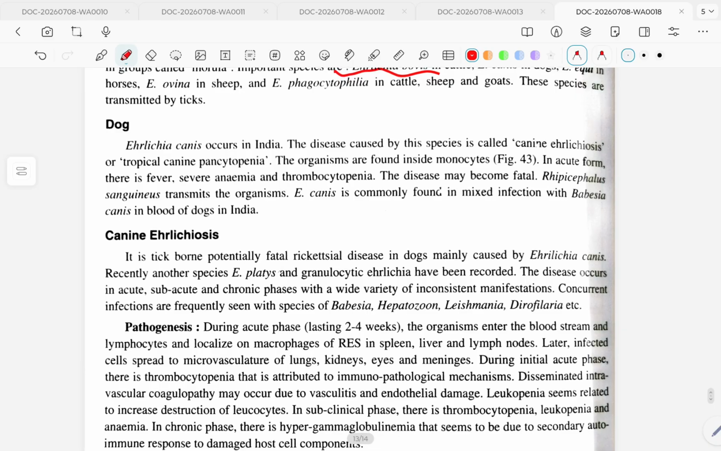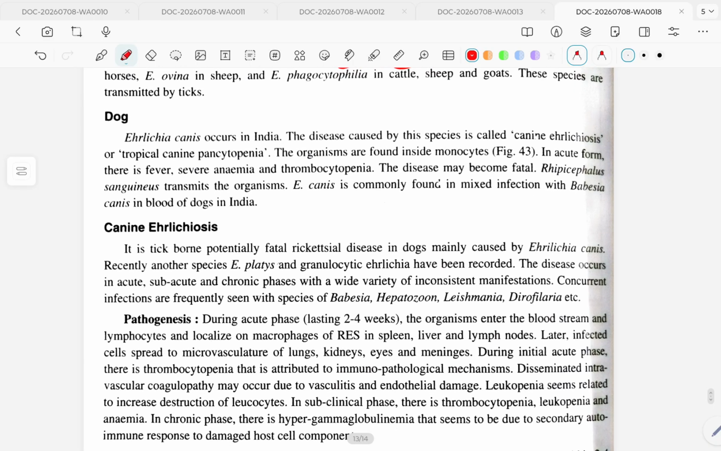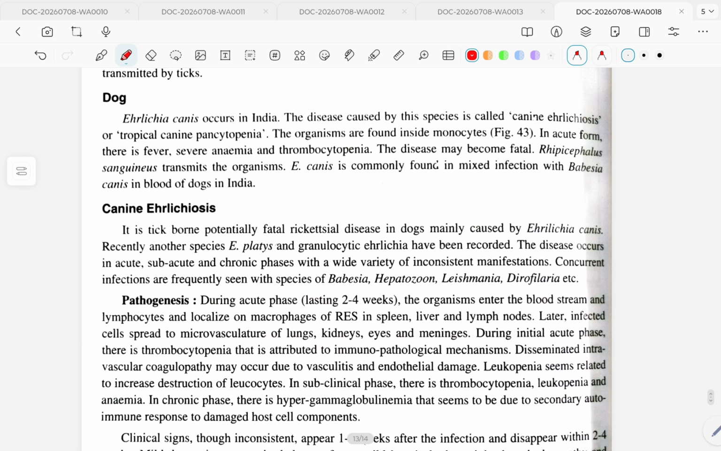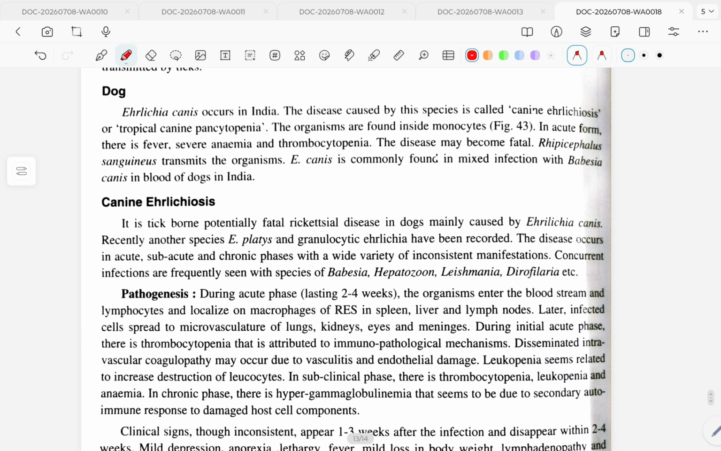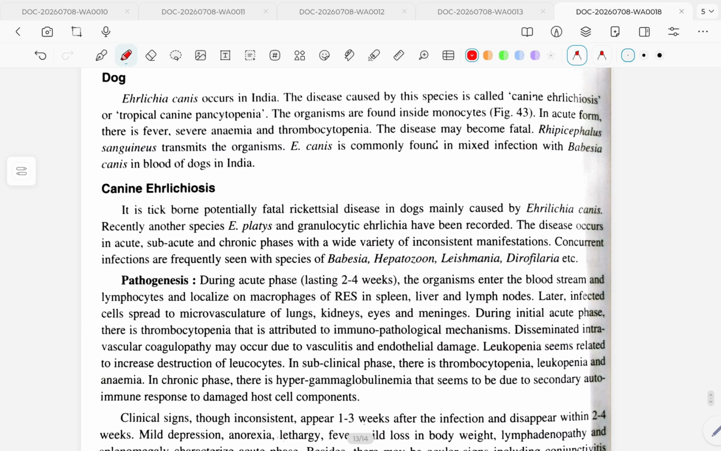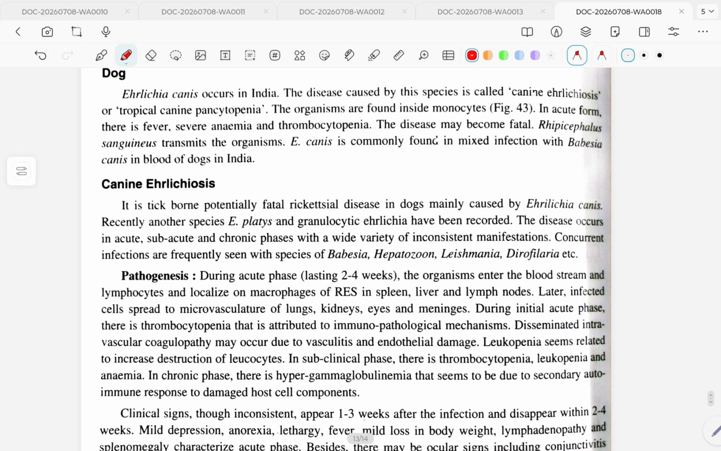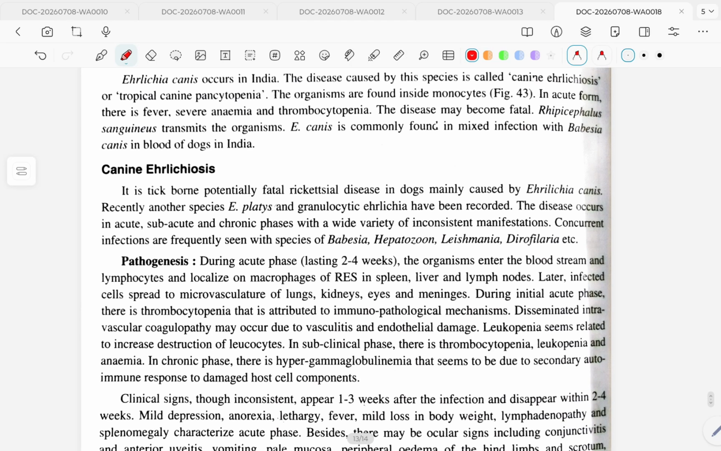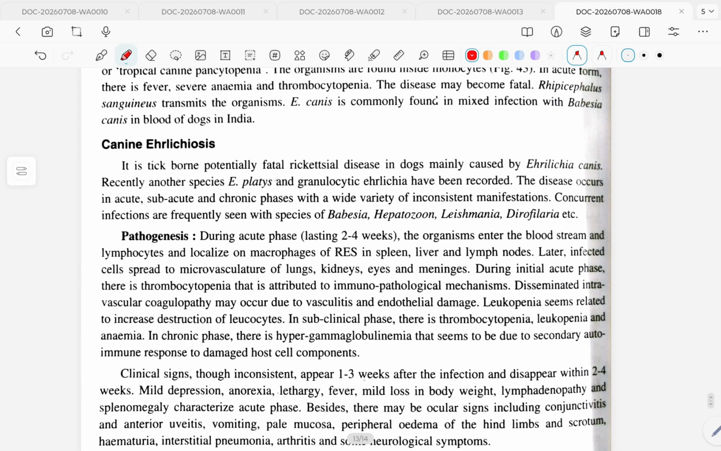The disease caused by this species is called canine ehrlichiosis or tropical canine pancytopenia. The organisms are found inside monocytes. In the acute form, there is fever, severe anemia, and thrombocytopenia. The disease may become fatal. Rhipicephalus sanguineus transmits the organism. E. canis is commonly found in mixed infection with Babesia canis in dogs in India.